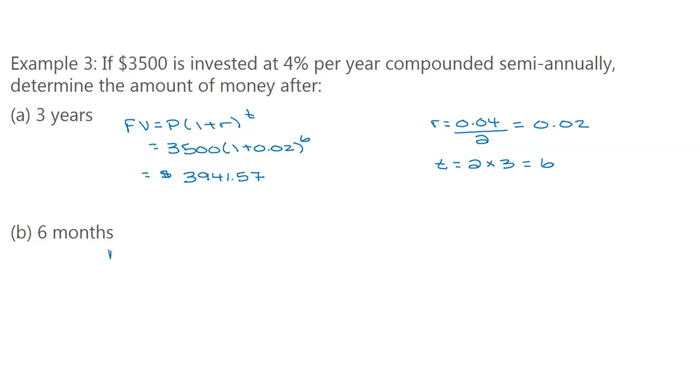Now B wants us to calculate how much you get after 6 months. So 3,500 will stay the same as will the R value. What's going to change here is T. Now semi-annually means you're getting interest twice a year, or essentially every 6 months. So how many times are you going to get interest after 6 months? Well, it just means once. So that works out to be $3,570.